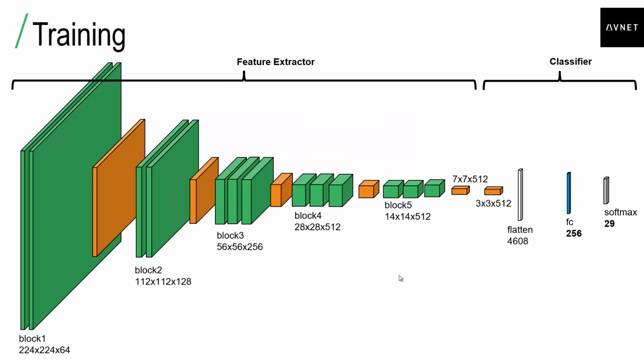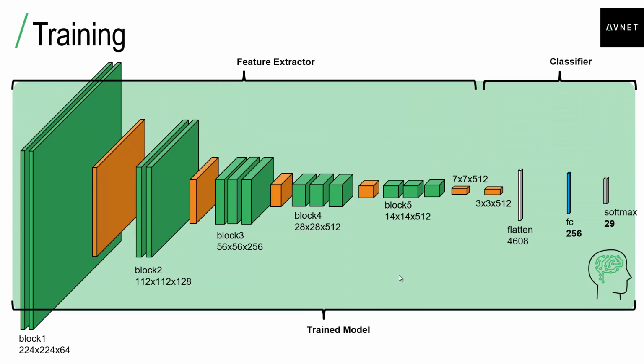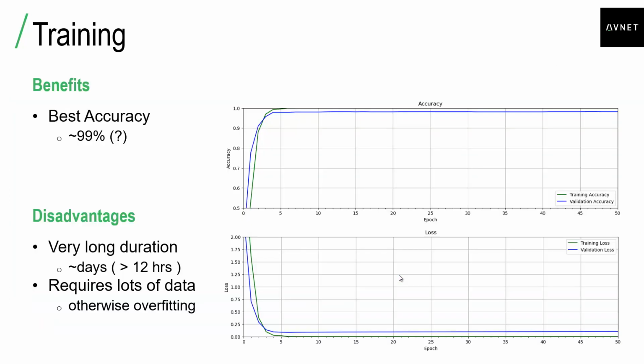So one option could be to train the entire model, in which case every layer in the model would be trained. Now, the advantage of this is it would probably give us the best accuracy, probably close to 99% in this case for a relatively simple use case. The disadvantages are a very long duration of training, probably days. One thing that's certain is it's beyond the 12-hour limit of a single Kaggle kernel session. So it's not applicable here in our use case where we don't have a GPU. And it requires a lot of data.